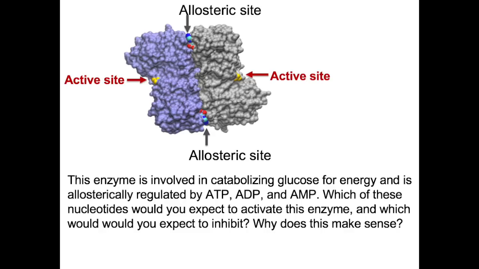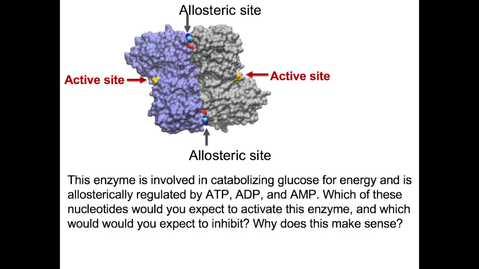Now, this effector could either be ATP, ADP, or AMP, because these nucleotides are important in the regulation of the enzyme. Now, here's the question. We have ATP, ADP, and AMP. Some of these are inhibitors and some of these are activators, and they compete for this allosteric site.